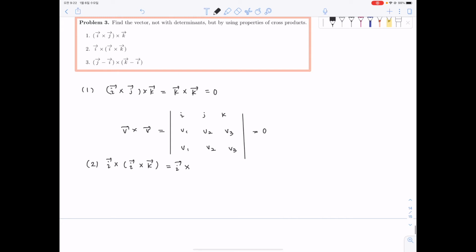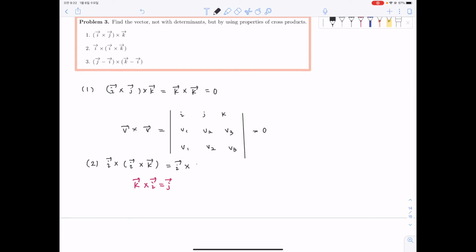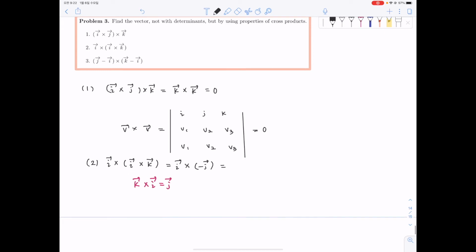We know that k cross i is j, right? So i cross k is minus j because the order was changed. So it is minus, times i cross j. We know that i cross j is k, so we can calculate it like this.